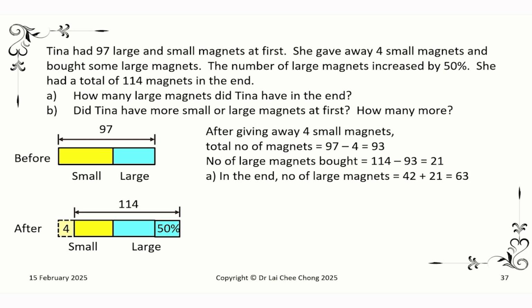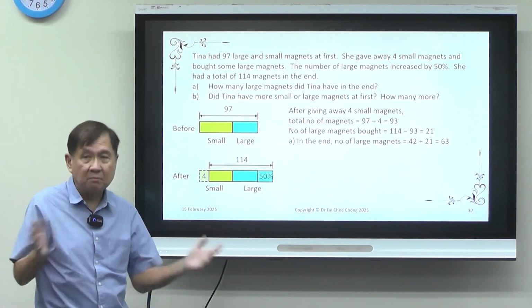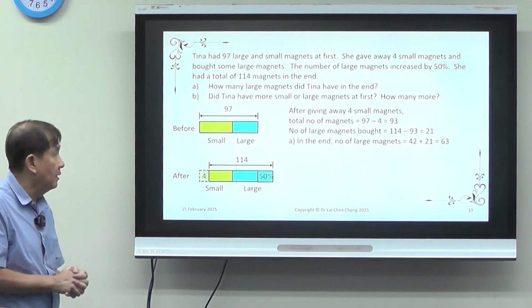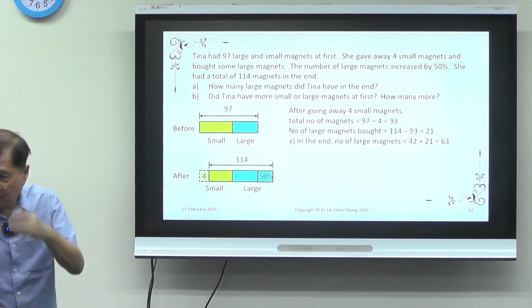63. Am I right to say that? You got it? So this is part A. How many large magnets did Tina have at the end? 63. Because I know that this is 21. So 21, 3 of them. So 21 times 3, you get it. Or 42 plus 21, same thing, whatever that is. You decide what's the best way to handle it then. All right. So that's basically the part.